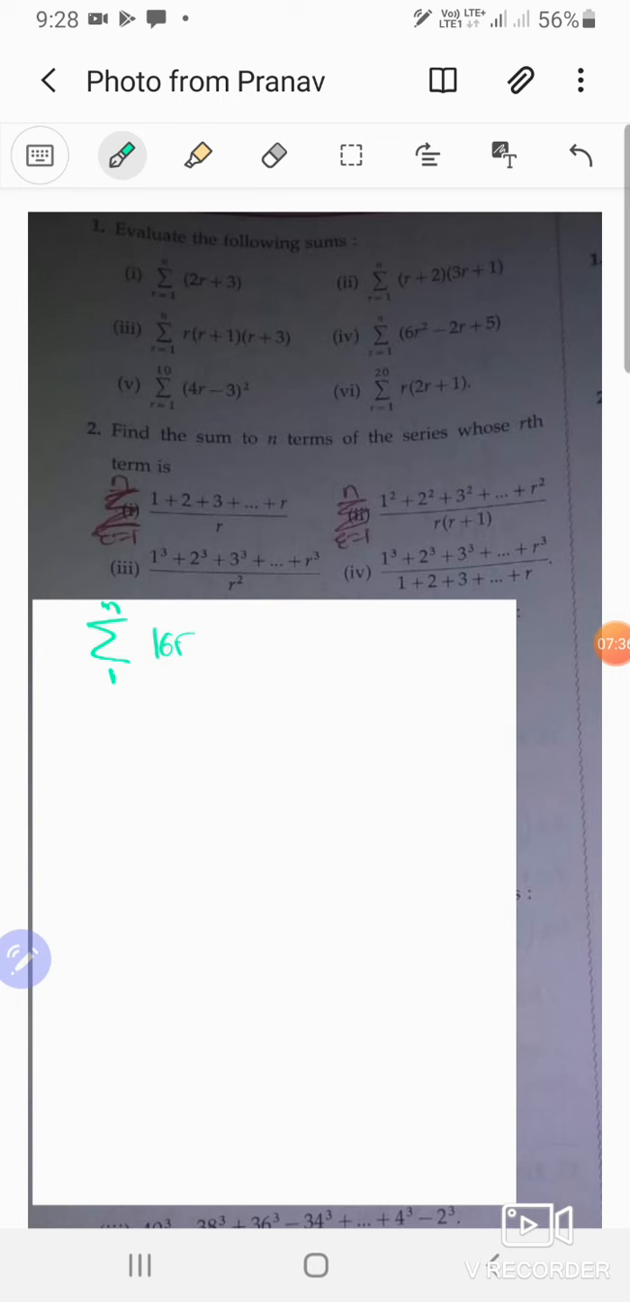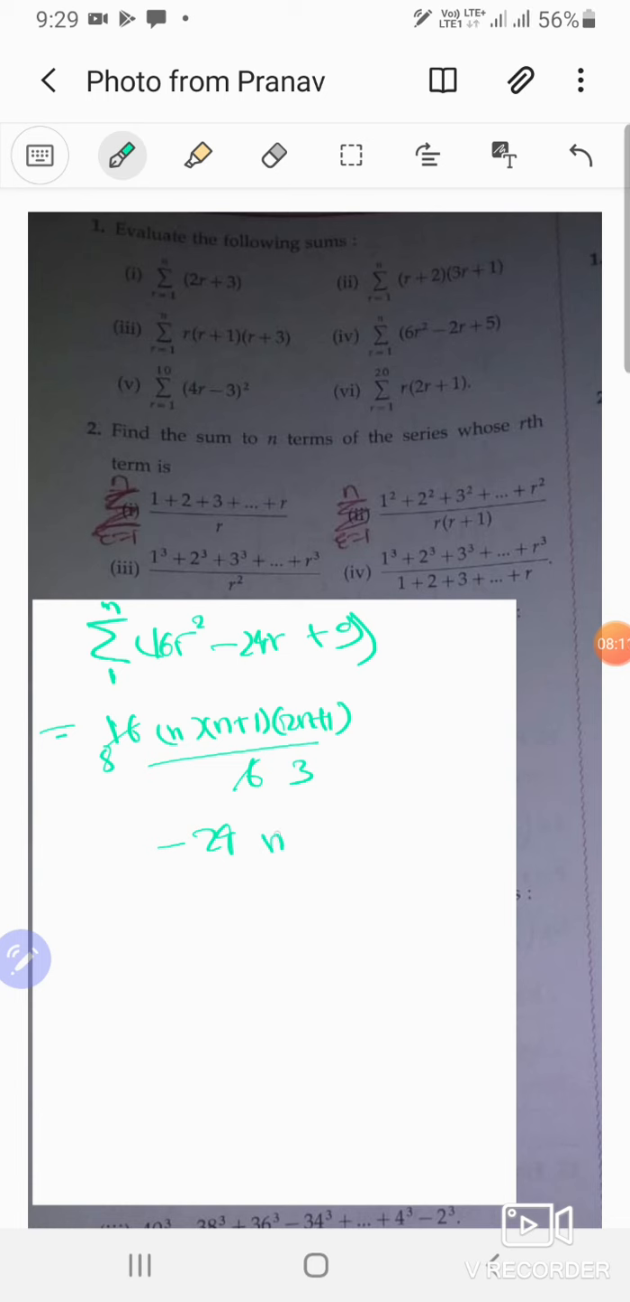Okay, so that's supposed to be 16r squared. 4 times 3 is 12 times 2, which is 24r, plus 9. Okay, 16 times, so over here we will have r squared, so n into n plus 1 into 2n plus 1 upon 6. So this is supposed to be 8 and 3. Then you will have minus 24 times the summation of r from 1 to n, that is n into n plus 1 upon 2. So this is supposed to be 12 over there, and then you got 9n.